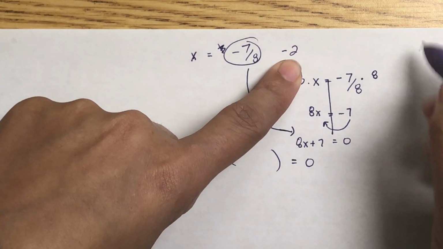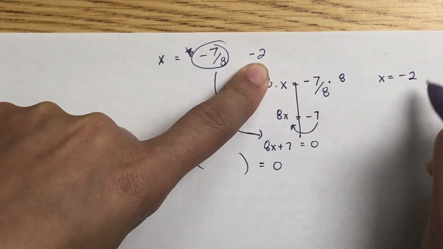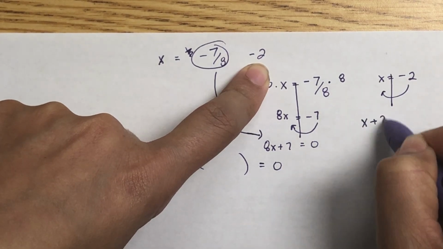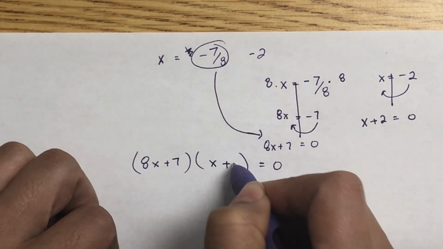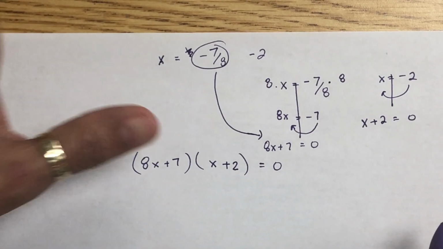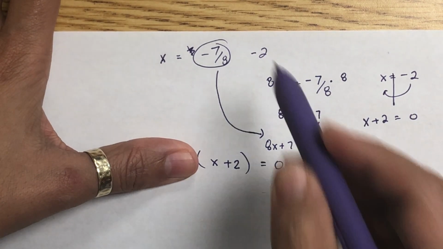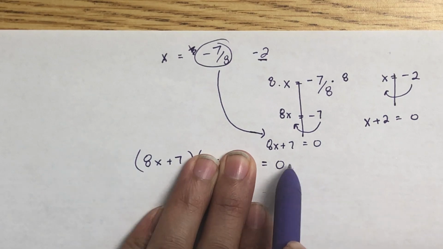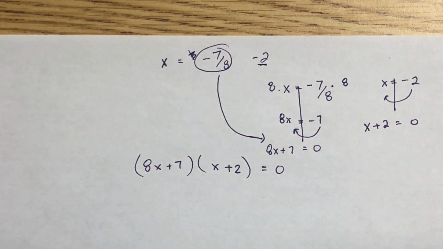Okay, now we're going to do the same thing to this one. X is equal to negative 2. I want nothing on this side, so I'm going to take this to the other side. What does it change to? Plus 2. So x plus 2 equals 0, and there's nothing on that side. So this is the other factored form. And you can check it, because if I cover this up, x plus 2 is 0, take this other side, it's going to be negative 2. That's true. And if I cover this up, I take this other side, it's negative 7, then divide by 8. So it'll be that.